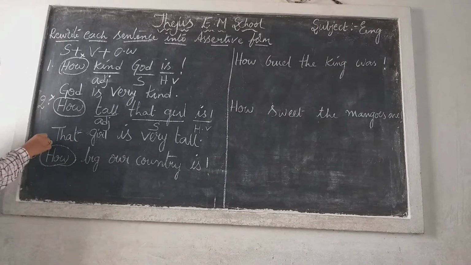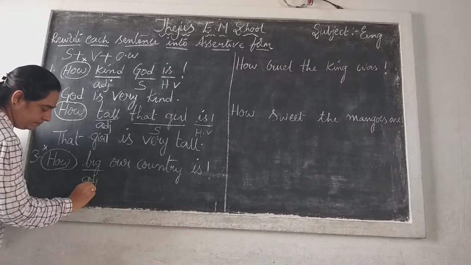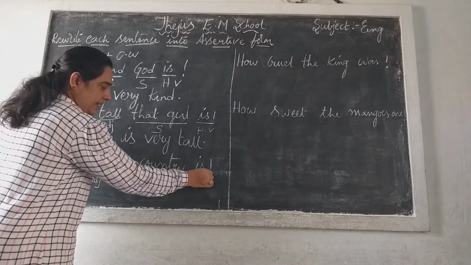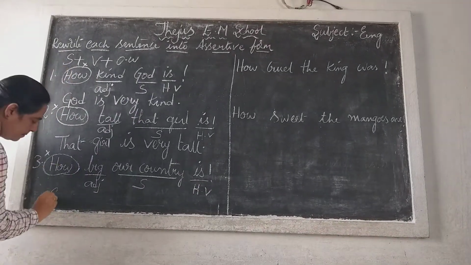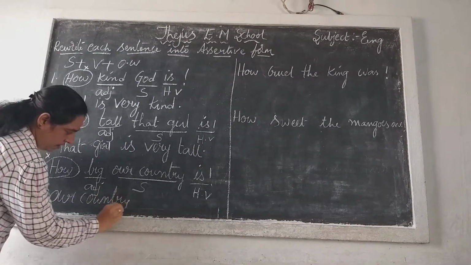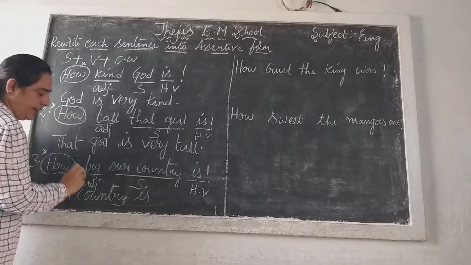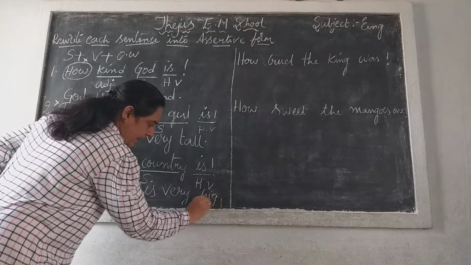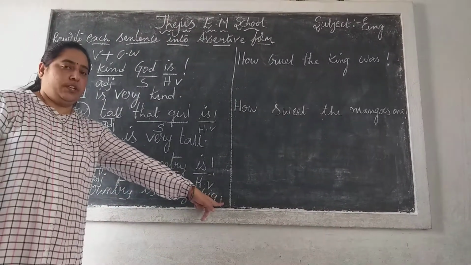Again, remove how. Big, adjective. Our country, subject. Is, helping verb. Start with the subject. Our country, verb, is big. Very big. Our country is very big. Full stop. We have to start with capital letter and end with full stop.